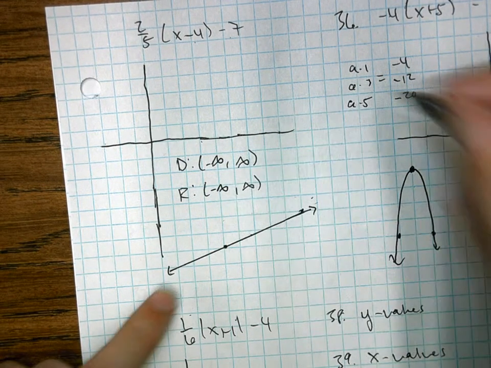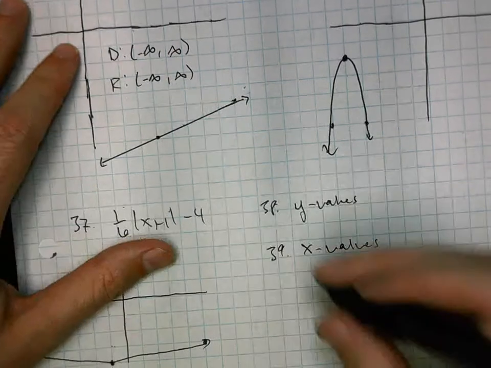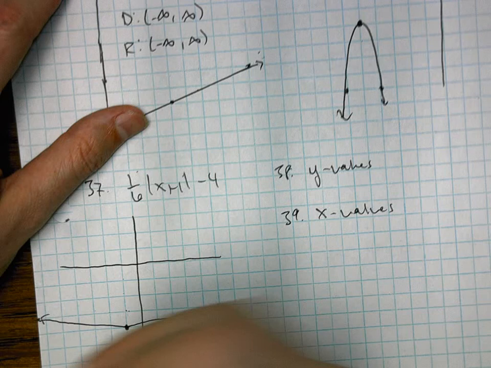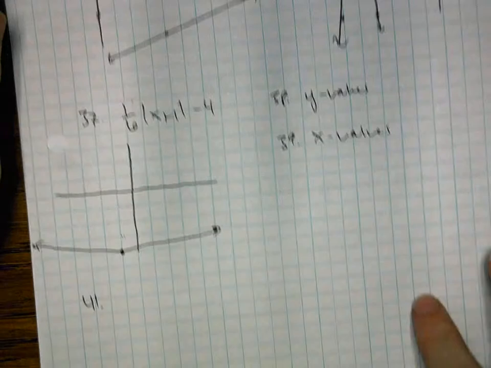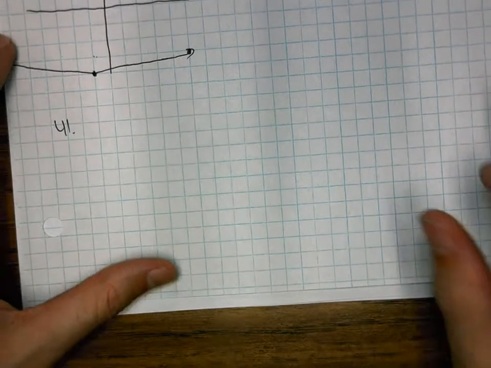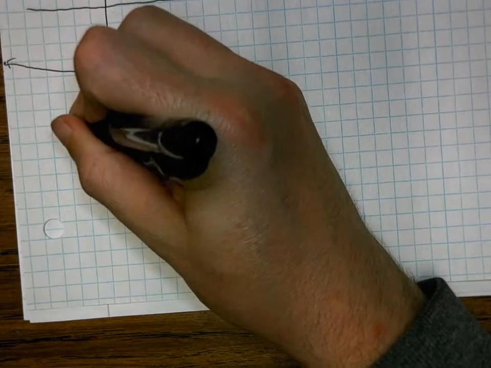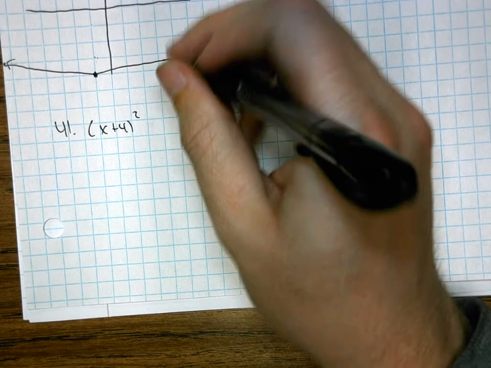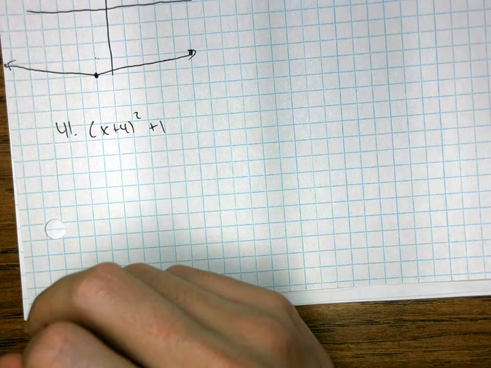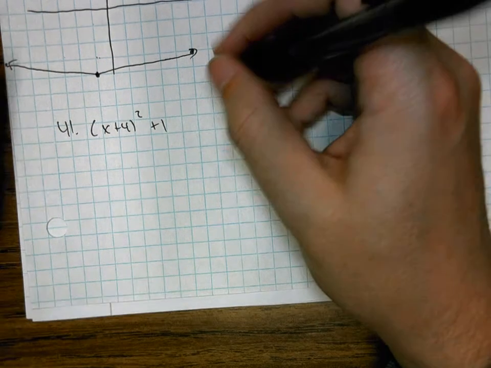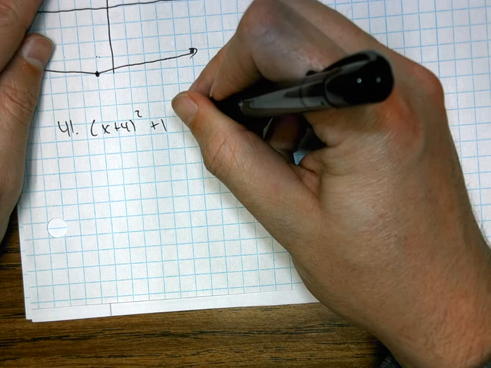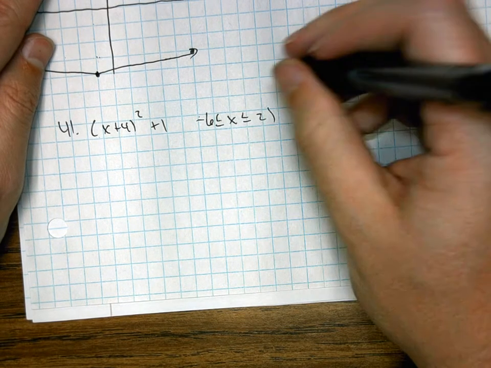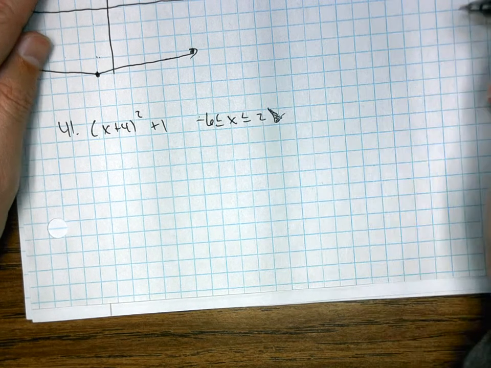41, we're going to have to sketch this graph first. It's (x plus 4) squared plus 1, and it's on the interval negative 6 less than or equal to x less than or equal to 2. I don't know why I did that. Sketch it first.